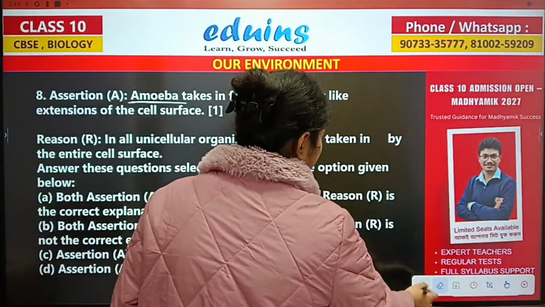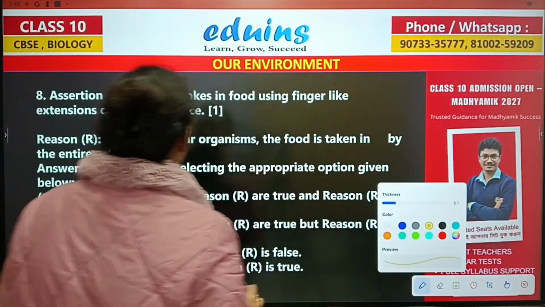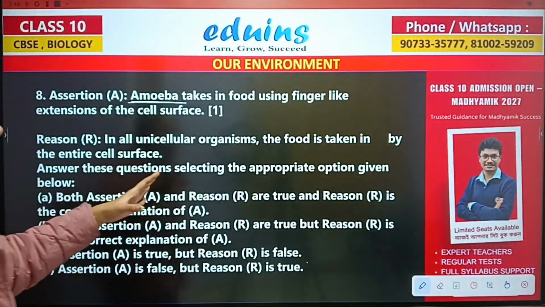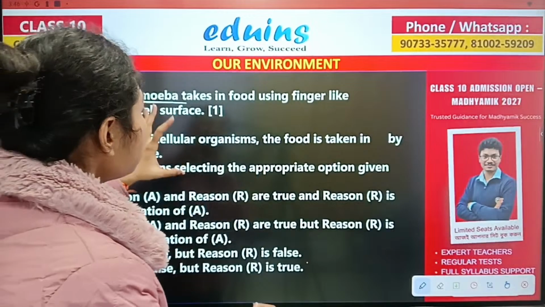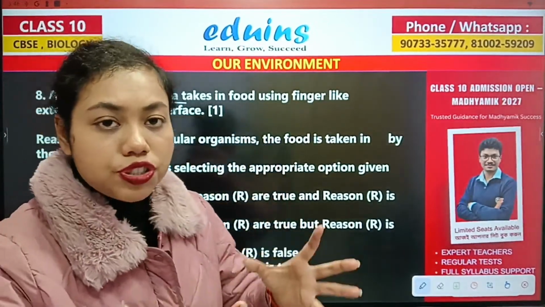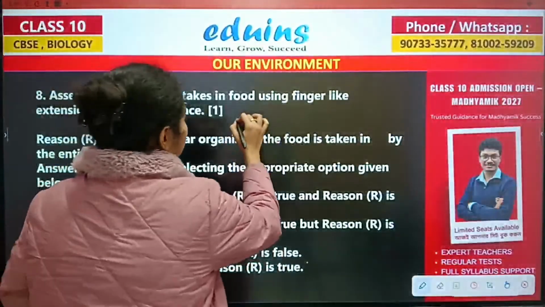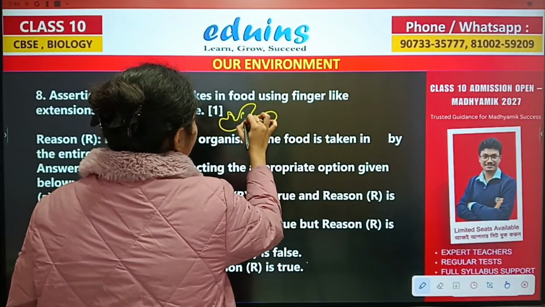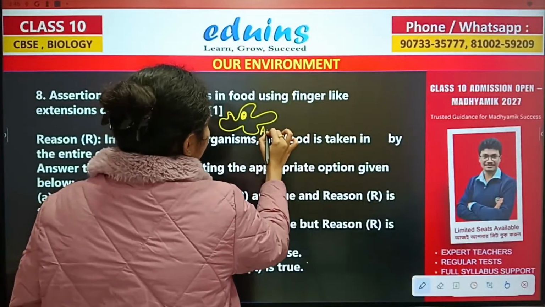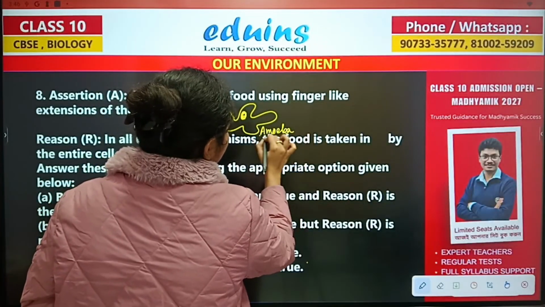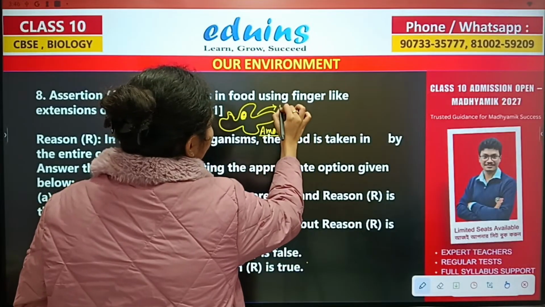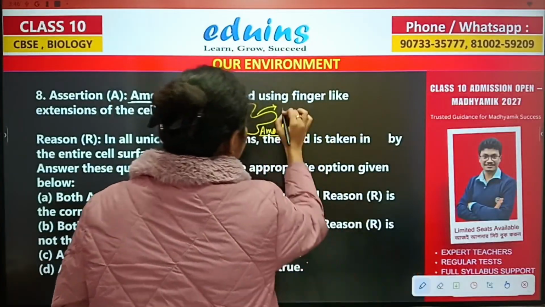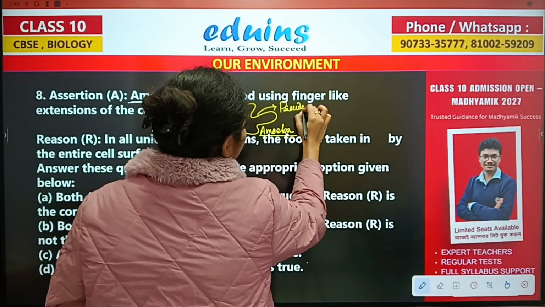Okay, let's see what will be the correct answer. See, the entire body of amoeba doesn't get involved in taking in food. The amoeba has some finger-like structures called pseudopodia. So this is the structure of an amoeba, and those finger-like structures are called pseudopodia.